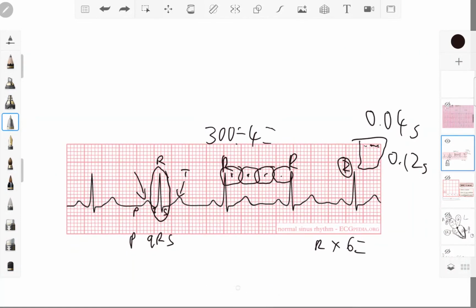The other thing to note that is super important for someone who's just learning to read these is that we are learning about one lead, all right? Just one lead. This that we're looking at is called lead 2. So you might be like, well, what does that mean? All right. So there are multiple leads that look at the heart. What this means is that there are multiple viewpoints of the heart.